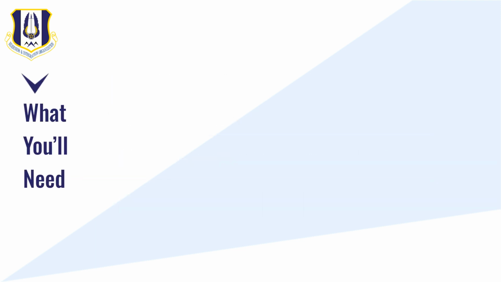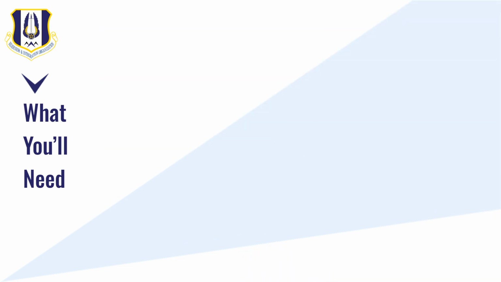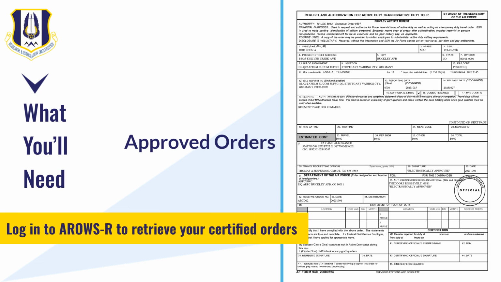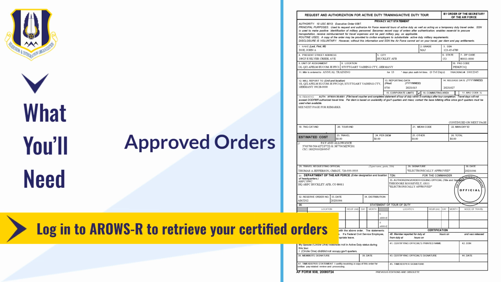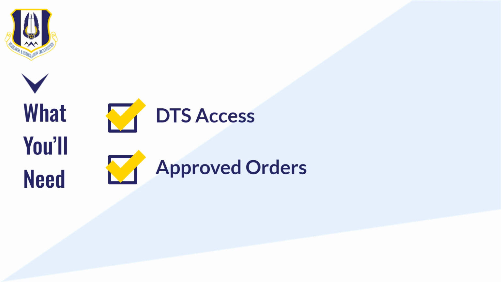To submit a travel authorization, you will need the following. First, you'll need access to the Defense Travel System. You'll also need your approved orders to assist you in filling out your travel details in DTS. You will need to log into Authorizations to retrieve your certified orders. Once you have your DTS access and your approved orders, you are ready to begin your authorization.